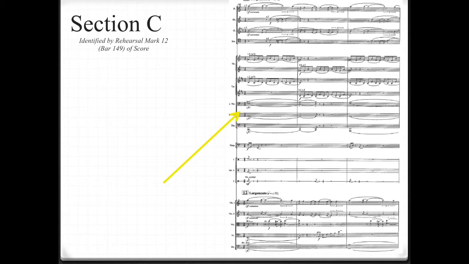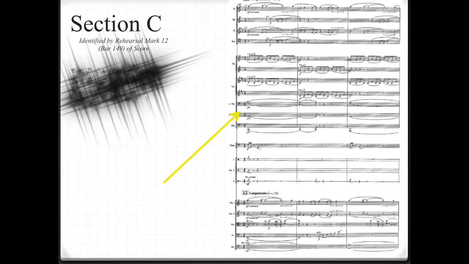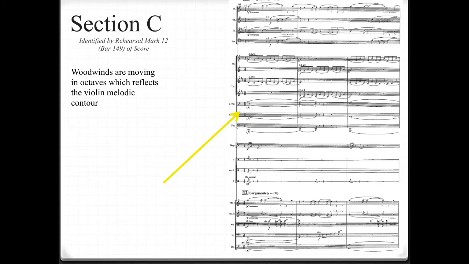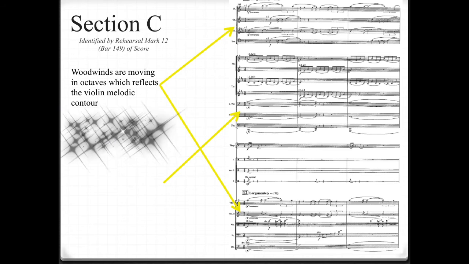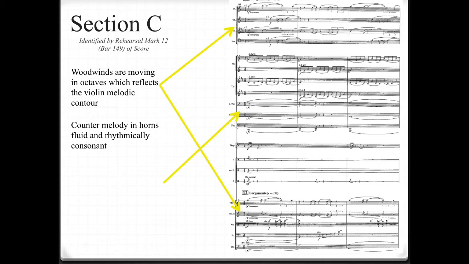Section C. This is identified by rehearsal mark 12 or bar 149 in the score. The woodwinds are moving in octave, which reflects the violin melodic contour. Counter melodies in the horns are fluid and rhythmically consonant. Brass and lower strings form harmonic accompaniment.